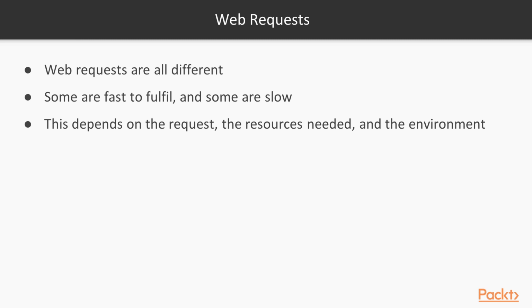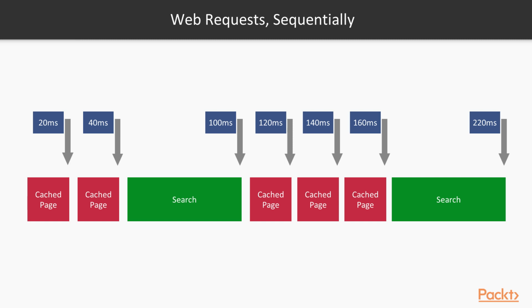Some may take a very short time, like a cached static file request that's already in memory. On the other hand, it may be necessary to connect to a database, do some processing, and then read from disk to respond to a search request, for example. If we waited until each request was finished before processing new ones, we could end up in a very bad scenario. Let's say each cached page request takes 20 milliseconds, while a search request takes 60 milliseconds.